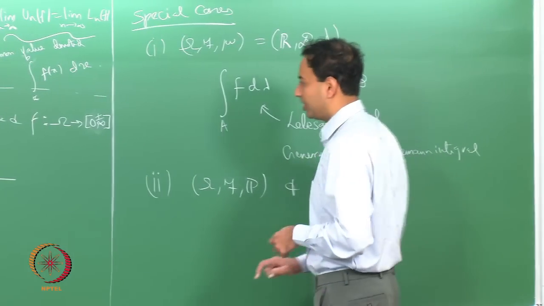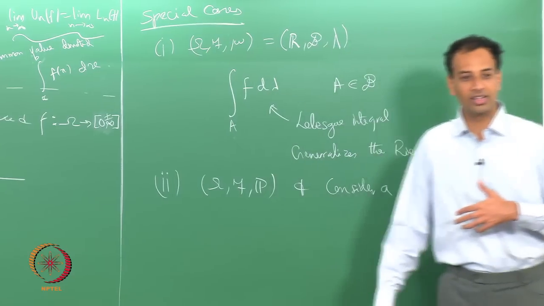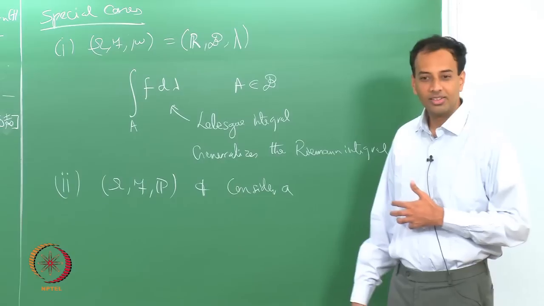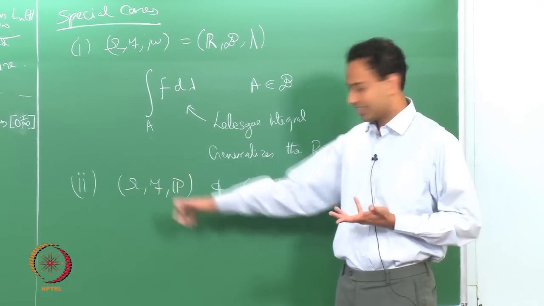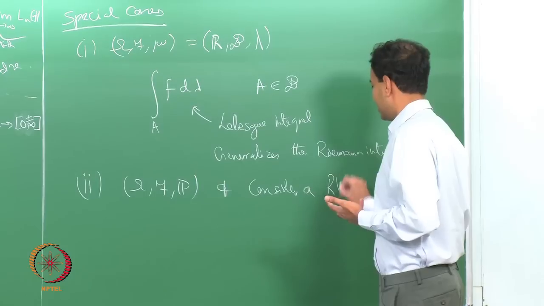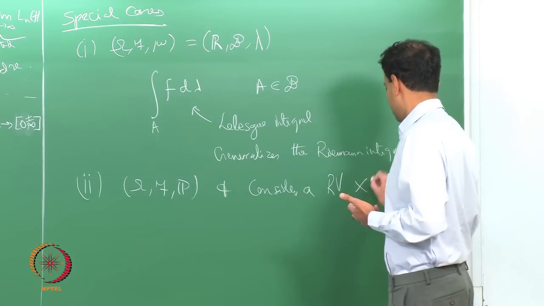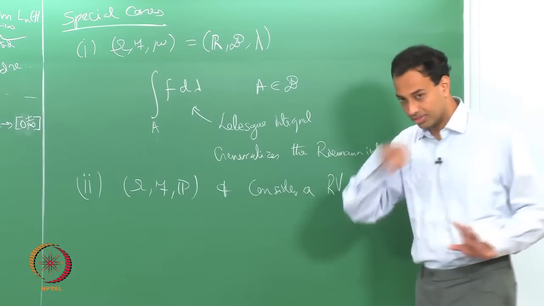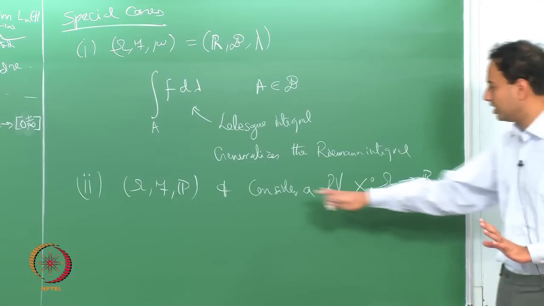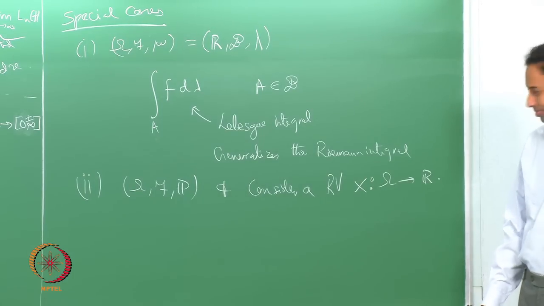What is a measurable function from omega to R? It is a random variable, right? Now this is a probability space. So consider a random variable X from omega to R. This is a special case of what we have written down there.